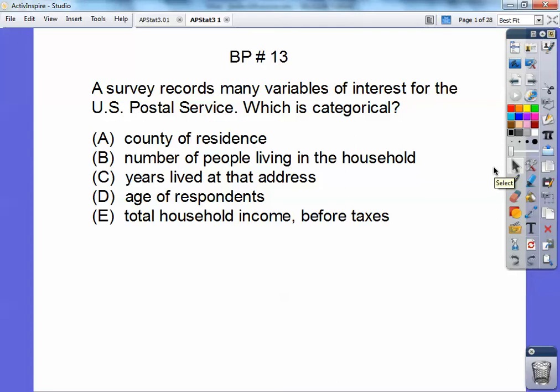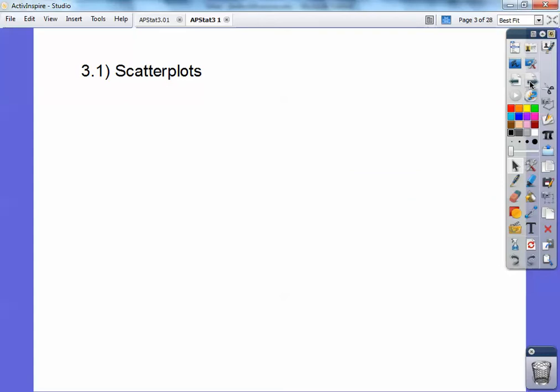So let's first take care of this easy board problem. A survey records many variables of interest for the U.S. Postal Service. Which one is categorical? This one's pretty easy. The county of residence, I think that's it. The number of people living in a household, no, that's quantitative. Years living at that address, another quantitative. Age, another quantitative. Basically, if it has a number, it's quantitative, otherwise it's categorical. Total household income before taxes, another number, so it's definitely choice A. All right, so let's go ahead and take care of scatterplots.